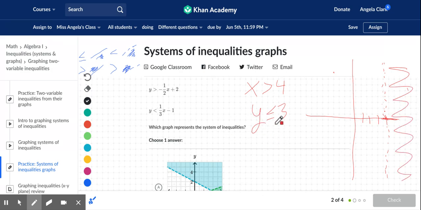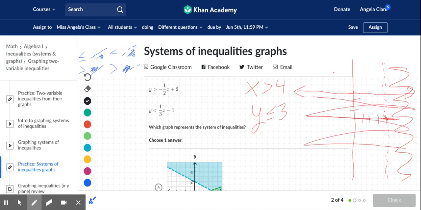For y less than or equal to 3, I would go up to where y is 3. And then it's "or equal to," so this would be a solid line. I would go straight across. So this would be a horizontal line, a perfectly flat horizontal line. And then I would shade below it, right? Less than, I would just shade below it. And my solution would be this little area right here.